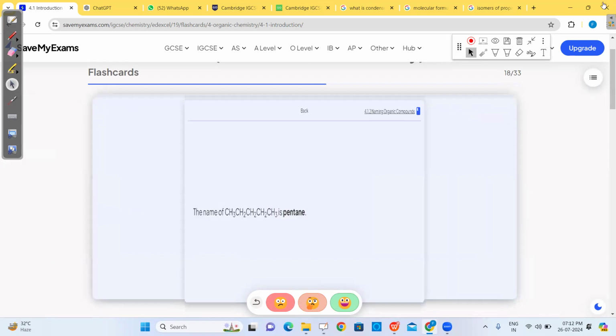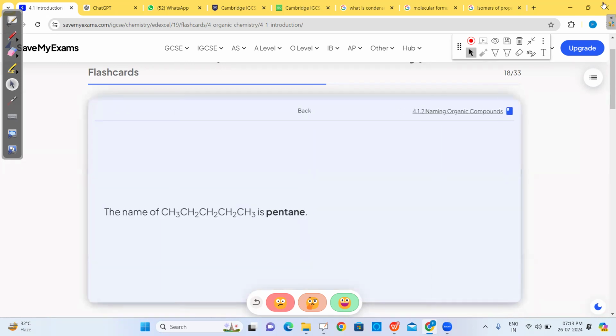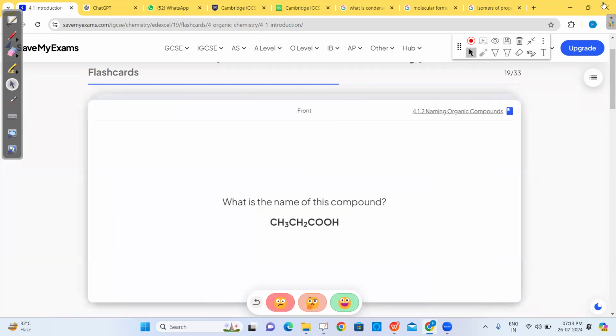So the name, what is the name of this compound? So 1, 2, 3, 4, 5. So 5 carbons, pent. There are no double bonds. So it's pentane. My answers are coming first. I seriously don't understand why.